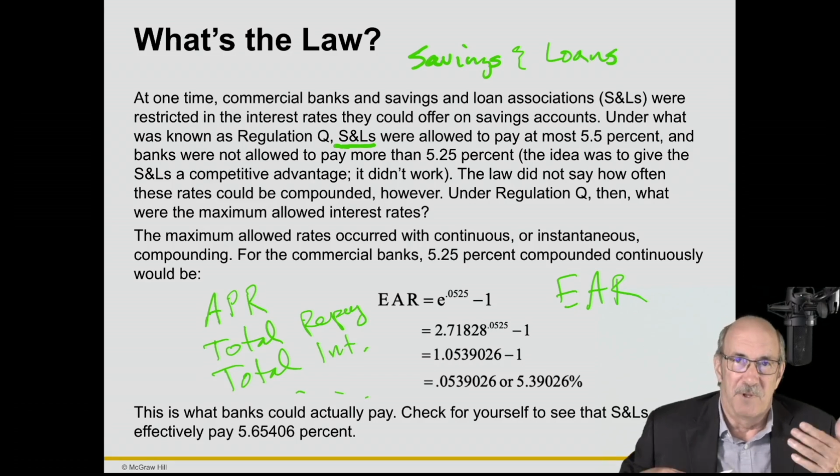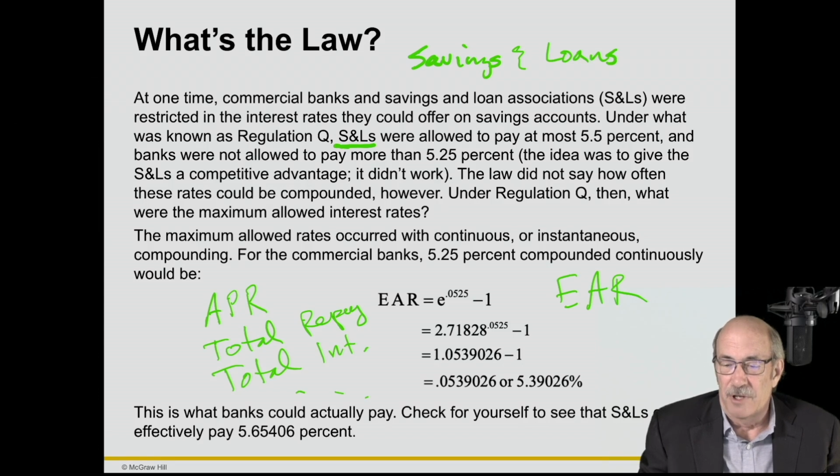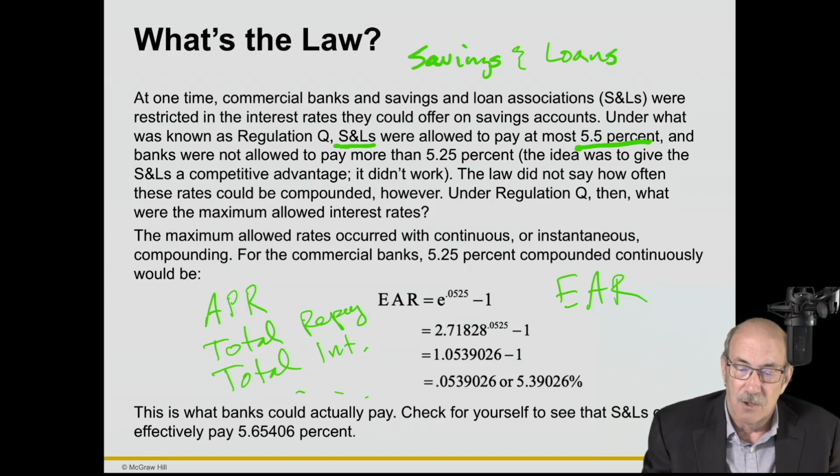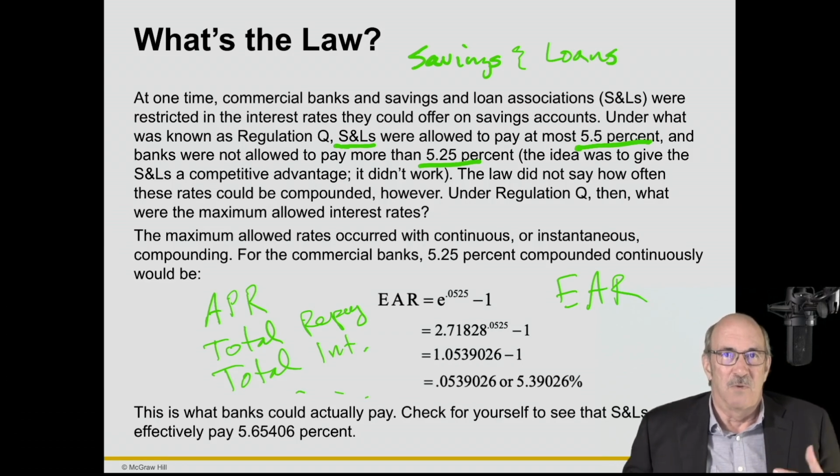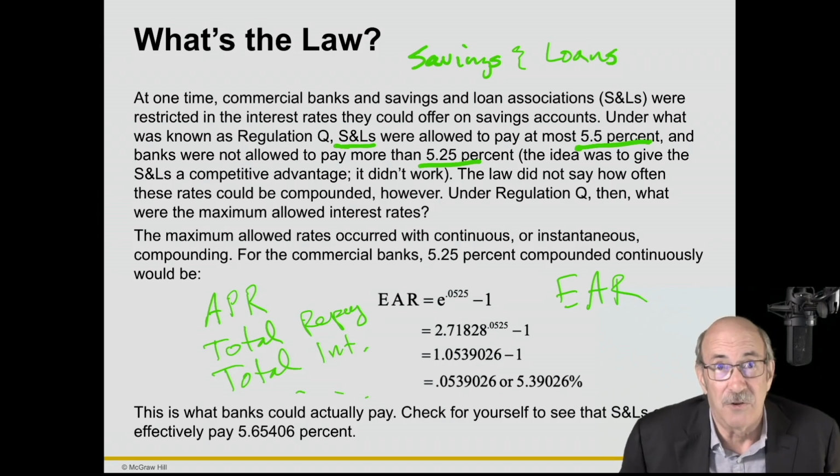But let's back up a little bit from that story. At the time the caps prevailed, they were capped out at paying 5.5%, whereas a regular commercial bank could only pay 5.25%. The idea here was that they wanted to create some sort of extra competitive advantage for S&Ls because they were really for families and individuals, whereas the commercial banks were really for companies. And that is still the case today.